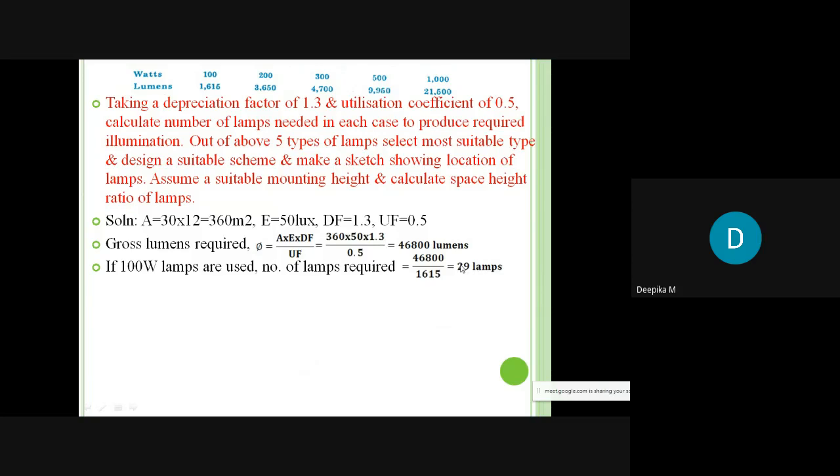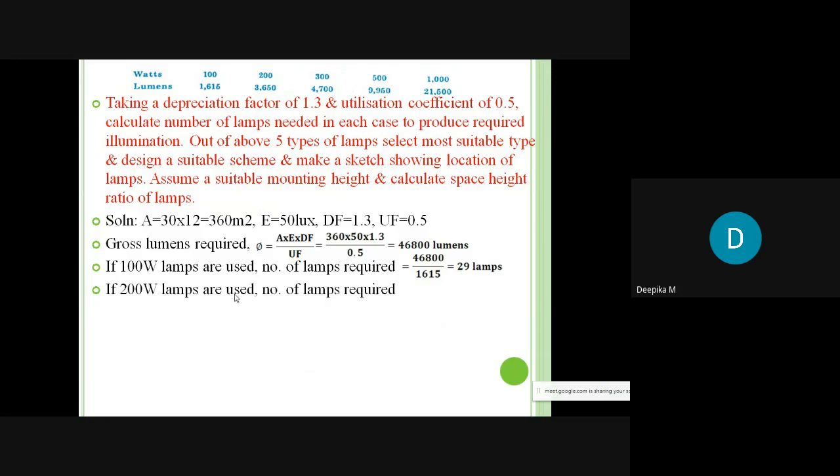Which is having a 100 watt rating, and if you combine all these 29 lamps, you will get 46,800 lumens, and each lamp is producing 615 lumens. Okay. So next again we will go for 200 watt lamp.